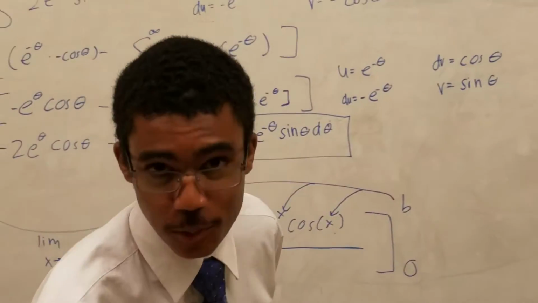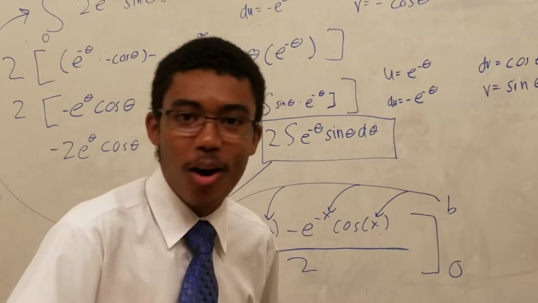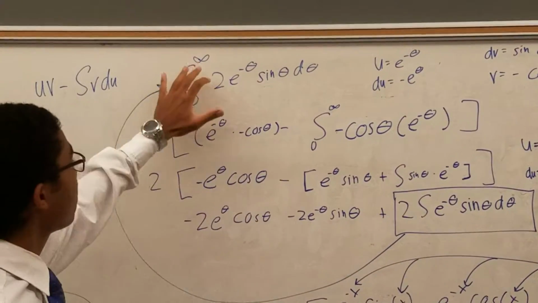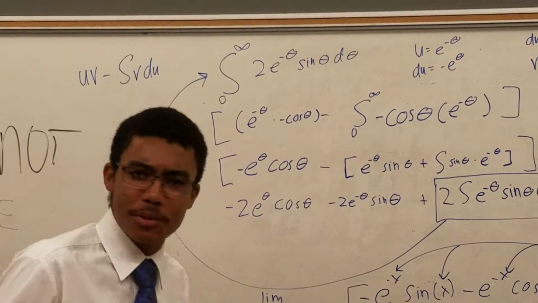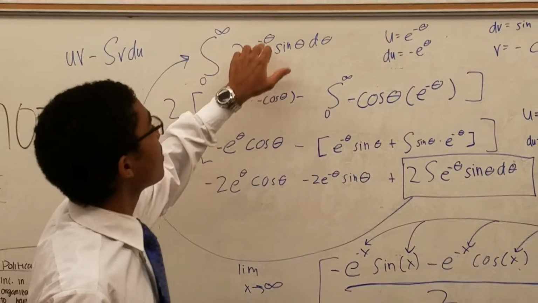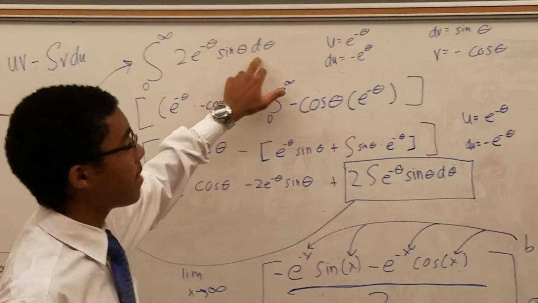We're here with another calculus problem in Challenge 2016. Tonight we have an integration problem from 0 to infinity. The question, I'll just read that off to you guys real fast: the integral from 0 to infinity of 2e to the negative theta, sine theta d theta.